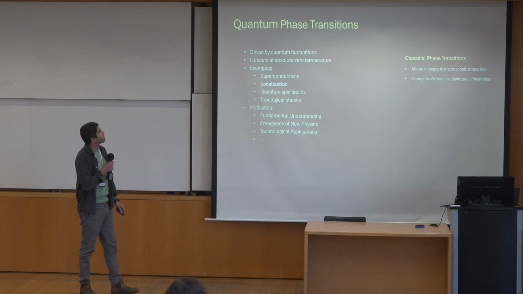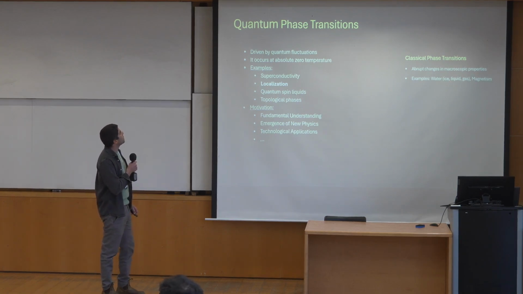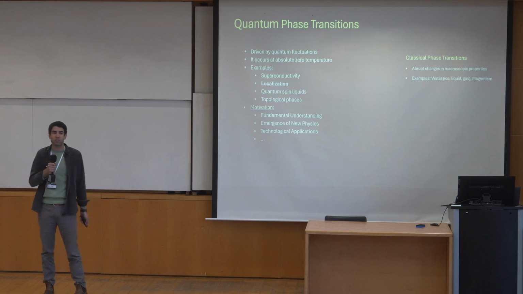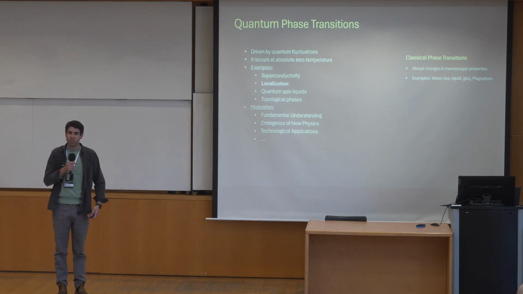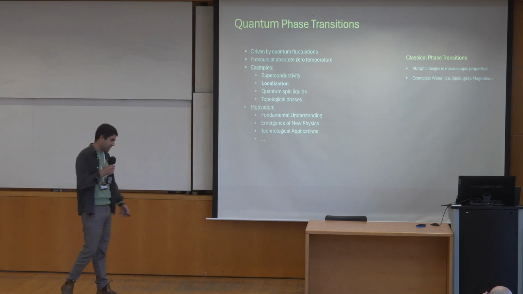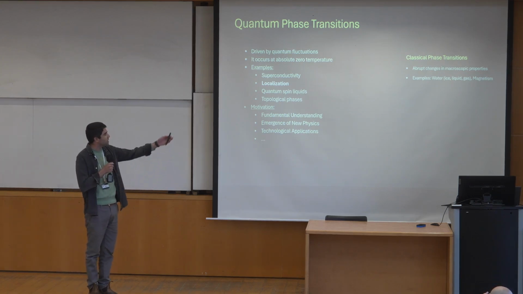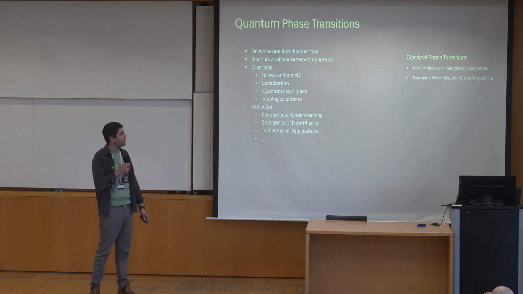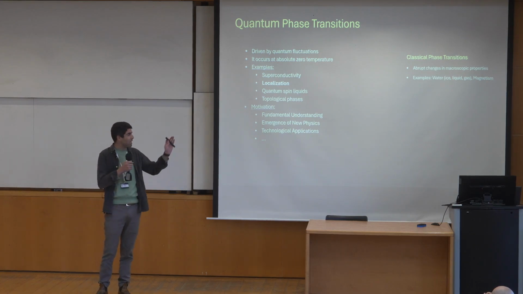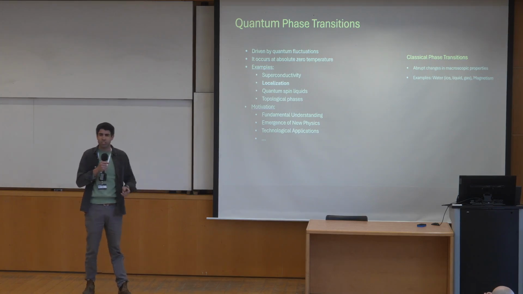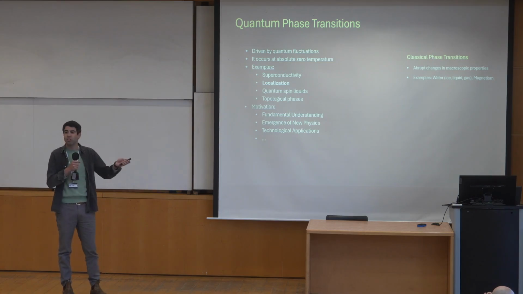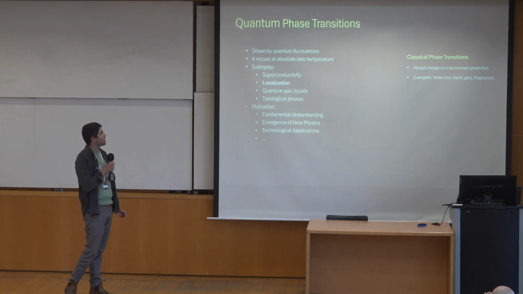So the phase transition is something that I guess almost everyone here knows about. It is something we are familiar with from day to day, but we see a lot of classical phase transitions, which are most of the time connected to thermal fluctuations. But today I'm talking about quantum phase transition, which is a little bit different. Quantum phase transitions are driven by quantum fluctuations and not by any thermal effects. Actually, it occurs at absolute zero temperature.